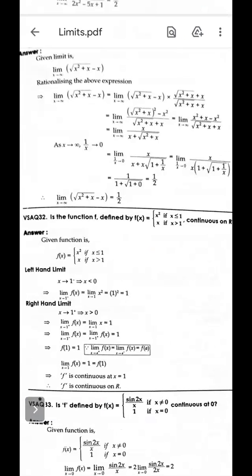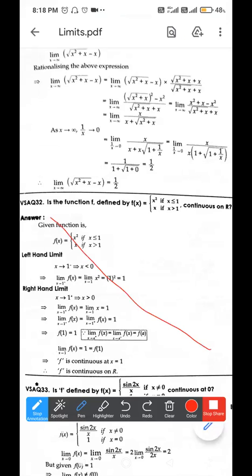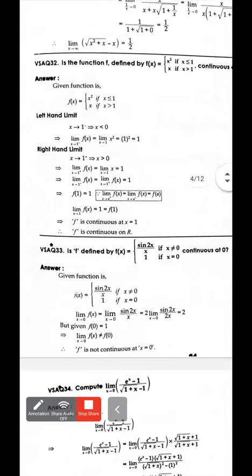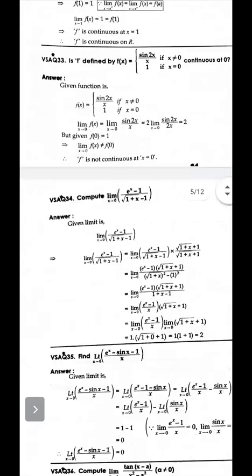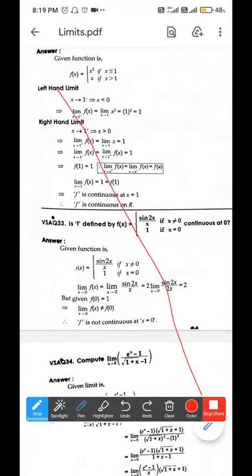If the function f is defined by f of x is equal to x square if x is less than or equal to 0 and x if x is more than 1, continuous or not. This question has been deleted from your portion. Don't learn this. Continuity part is not there. Question number 32, 33, 34 is deleted. This full part is deleted. Don't learn these three questions. If you want to write down which is omitted, you can write it: 32, 33, 34.